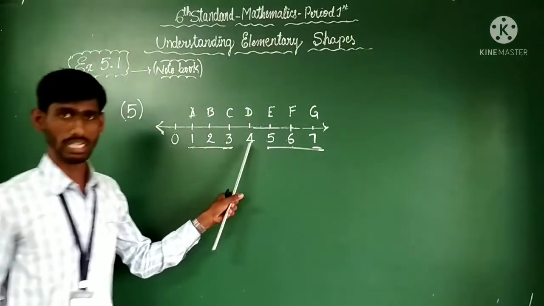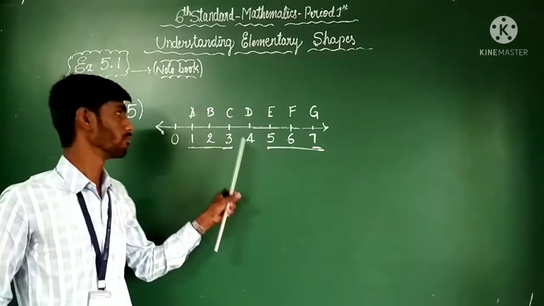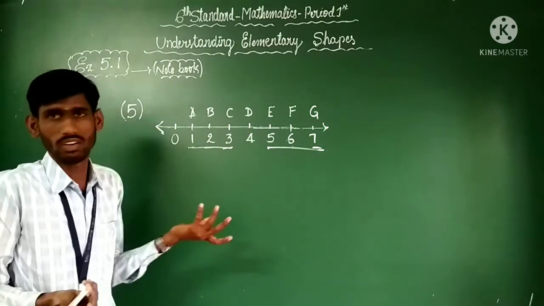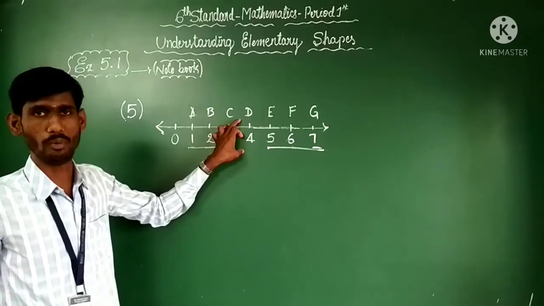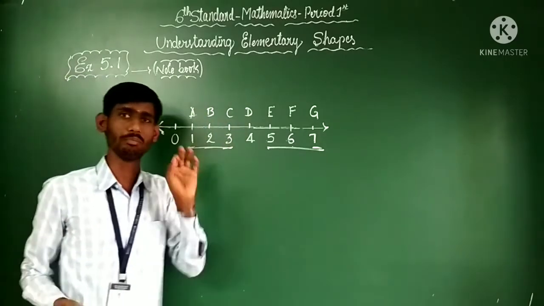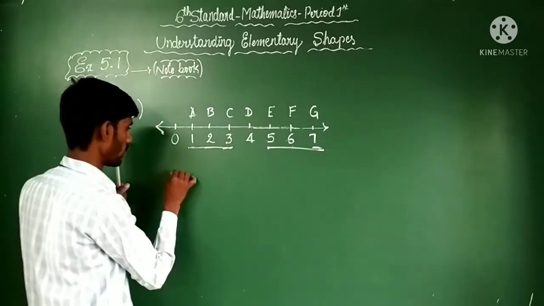Okay, in between, D is between the points. So finally we conclude that D is the middle point. I mean D is the midpoint. Just give me a right answer here.